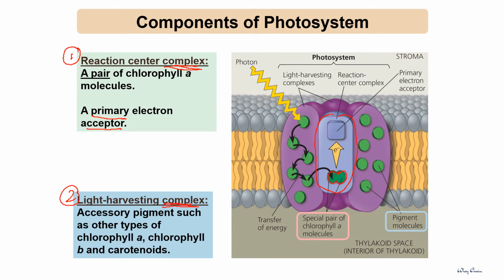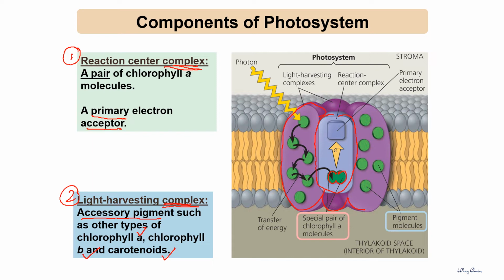The main function of these chlorophyll A molecules is to become the primary electron acceptor. However, the light harvesting complex, if you refer to this schematic diagram, surrounds the reaction center complex, and consists of accessory pigments that we have studied before, which include chlorophyll A, chlorophyll B, and carotenoids.